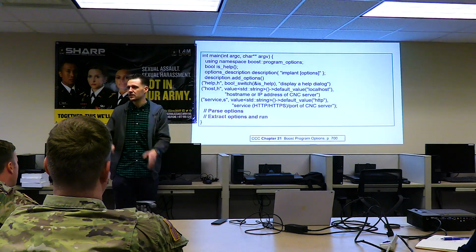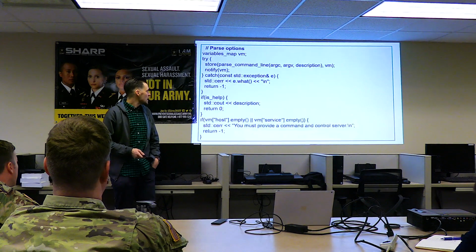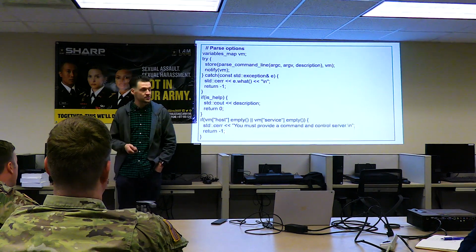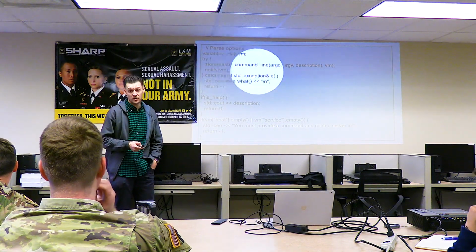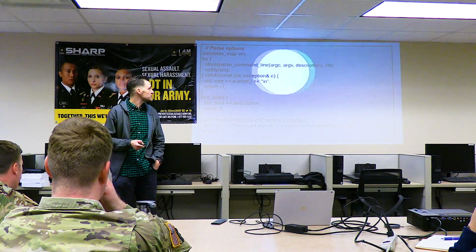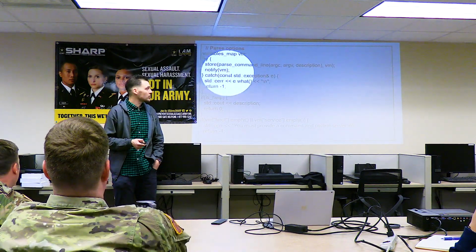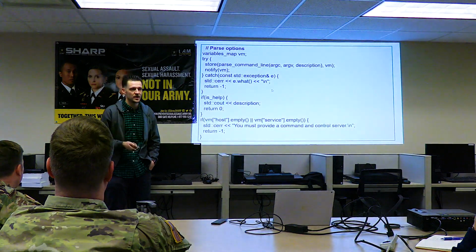The syntax is again a little dense, but if you just sit down and learn how it works, it's not that bad. Parsing the options is pretty straightforward. You call the Boost Program Options function parse command line, pass it argc, argv and your description, and it stores all your variables in this variable map object here. It'll try to parse these out of your argc and your argv, and if it runs into any issues, it'll throw an exception, and you can just tell the user that you got an exception.